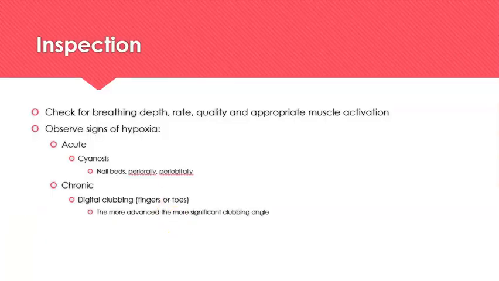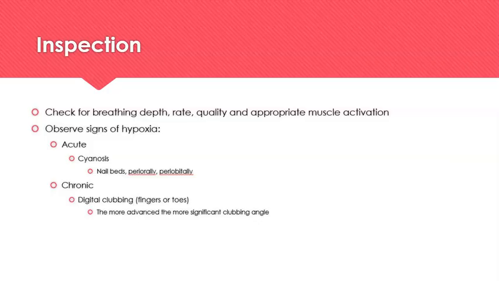So when inspecting someone, especially if you're in the hospital setting, acute care setting, skilled nursing facility, home health, any of these different settings, a lot of these patients are going to have some kind of diagnosis related to pulmonary or cardiopulmonary conditions. So you're going to check for breathing rate, quality, and appropriate muscle activation. You're going to be taking all their vital signs as well.